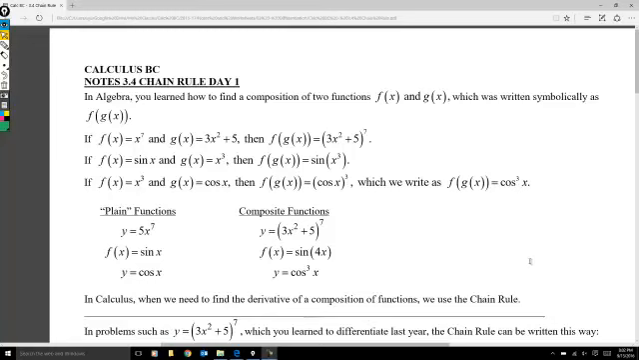So here we have a list of just basic functions. Okay, 5x to the 7th, some trig here. Okay, so nothing too fancy is going on with these, just a basic polynomial. On the other hand, these composite functions kind of have a little more going on. Okay, we consider them a function inside of another function.